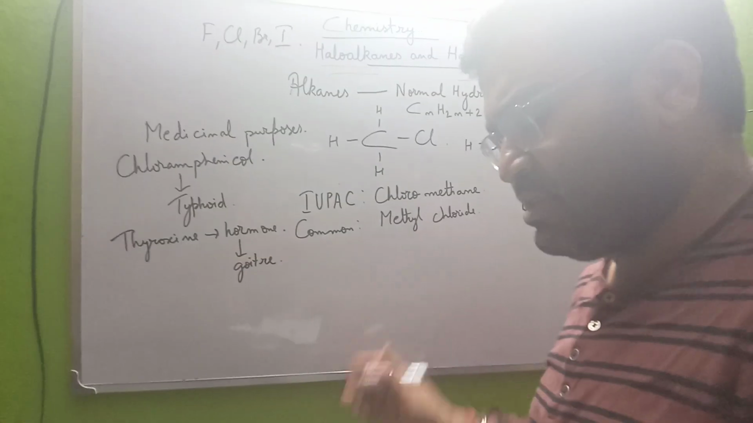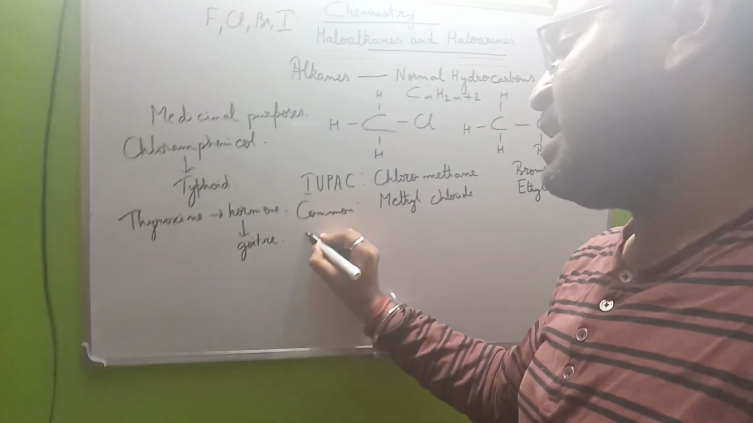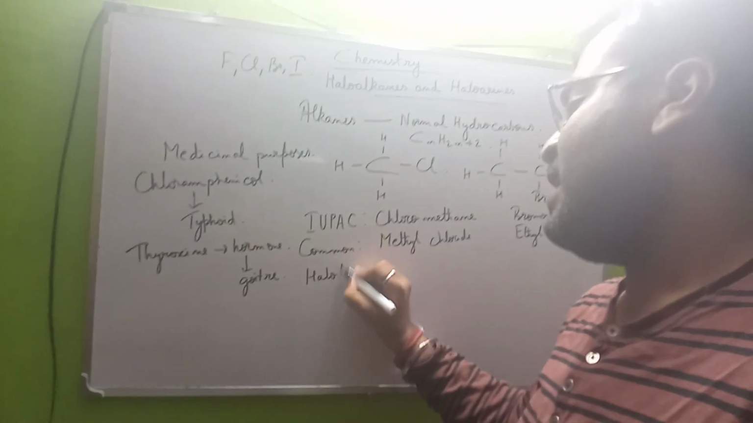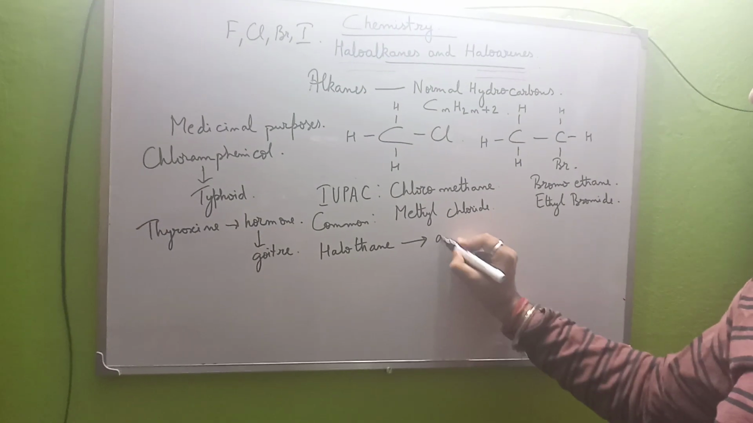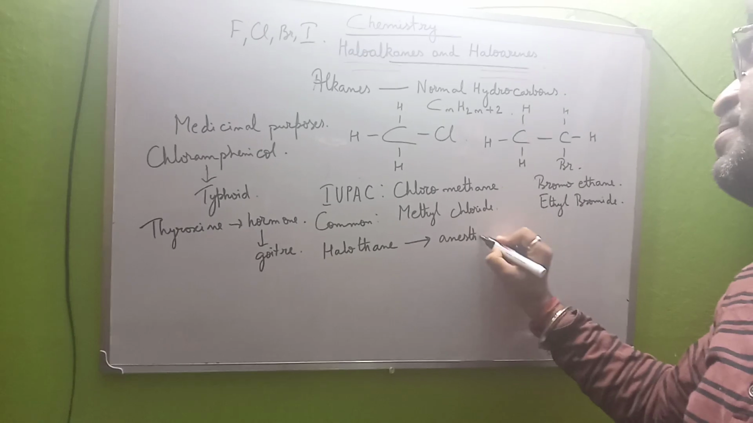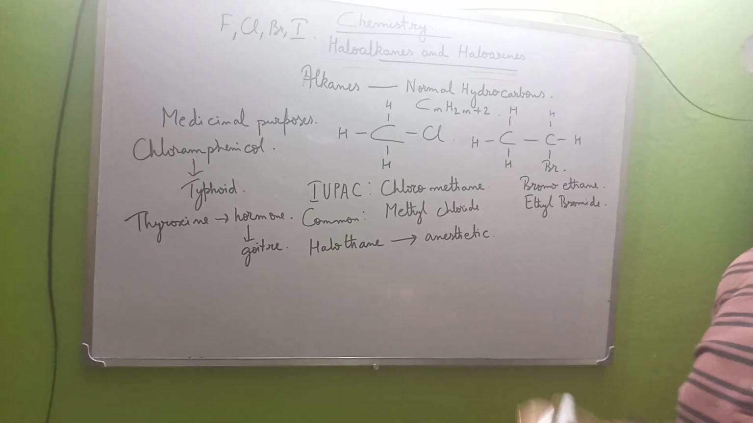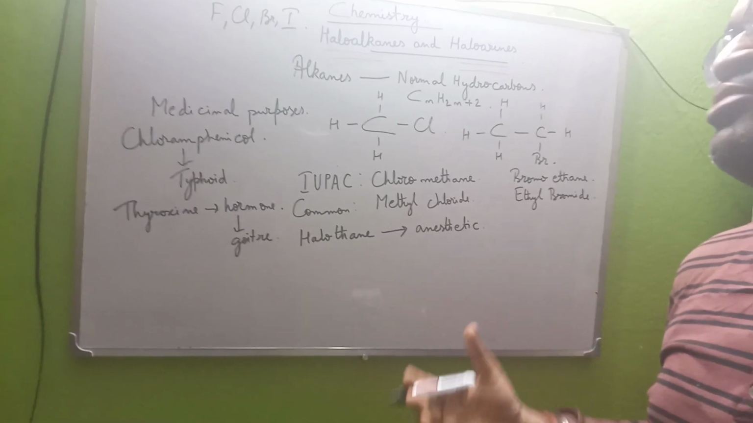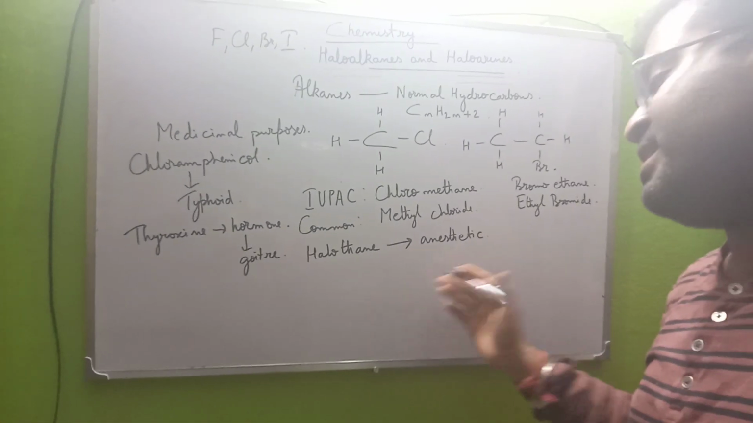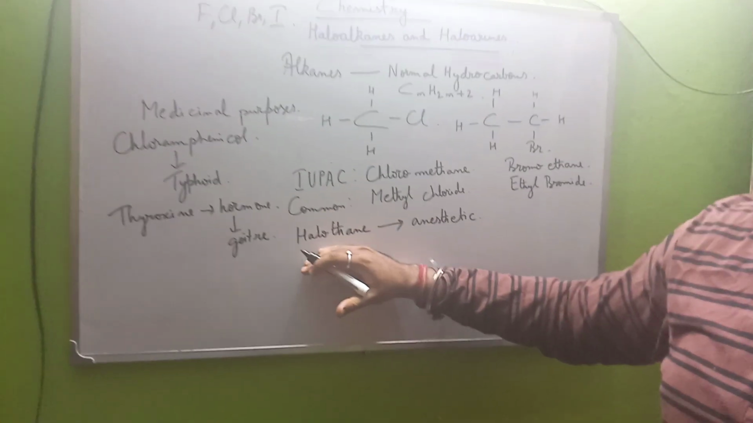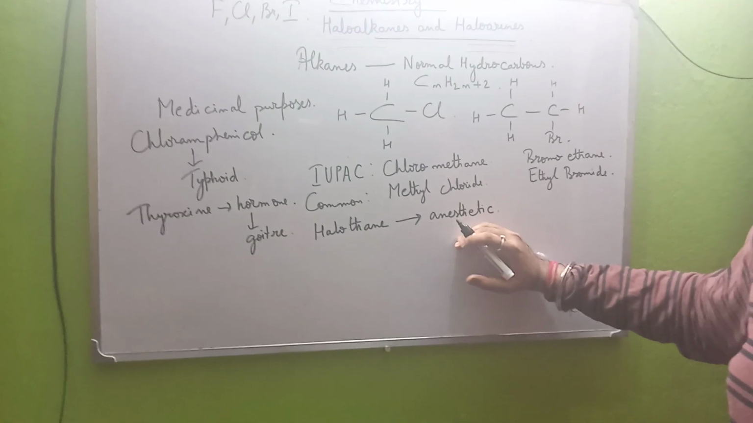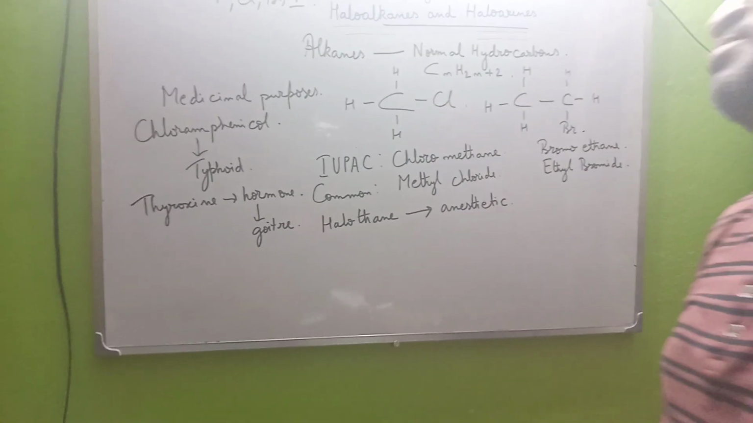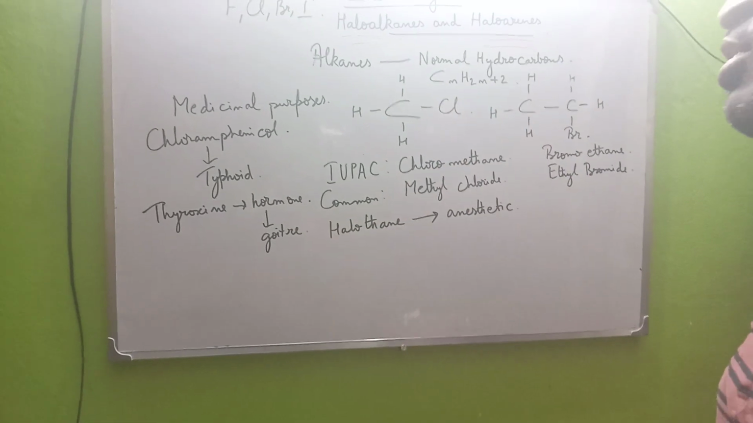Apart from this, we can also mention halothane. Halothane is also a medicine which is used as an anesthetic. That is, before an operation the doctor gives us anesthesia, which we call an anesthetic. So halothane is the medicine which helps in anesthesia. Now these are the things that we have talked about.